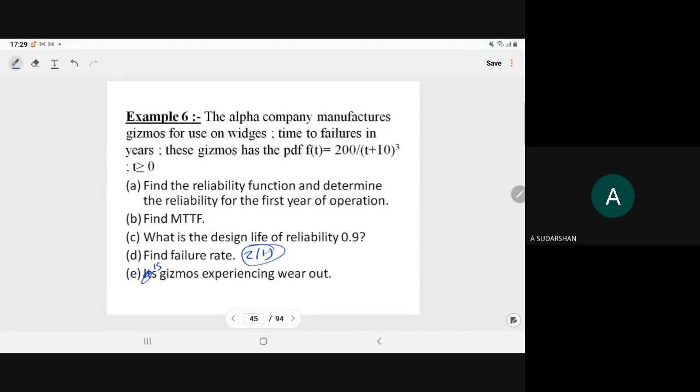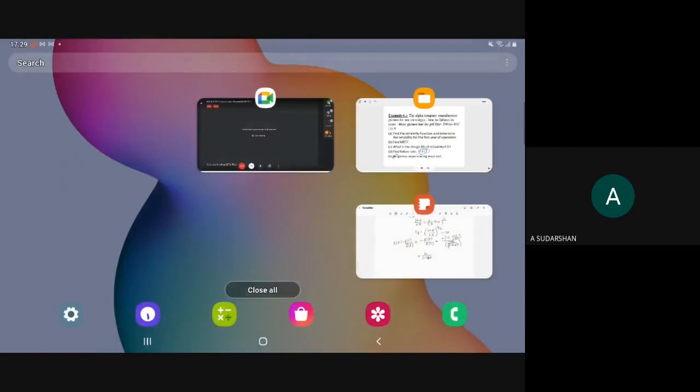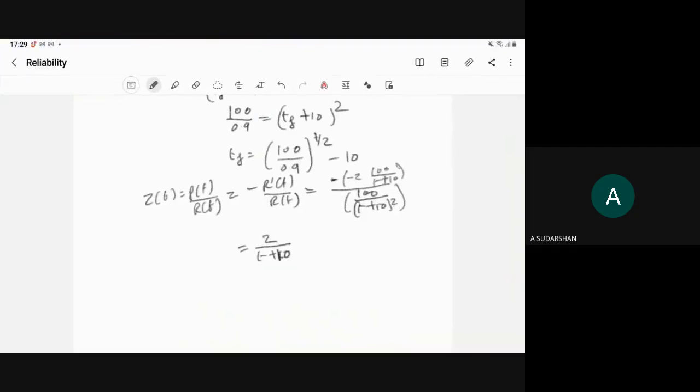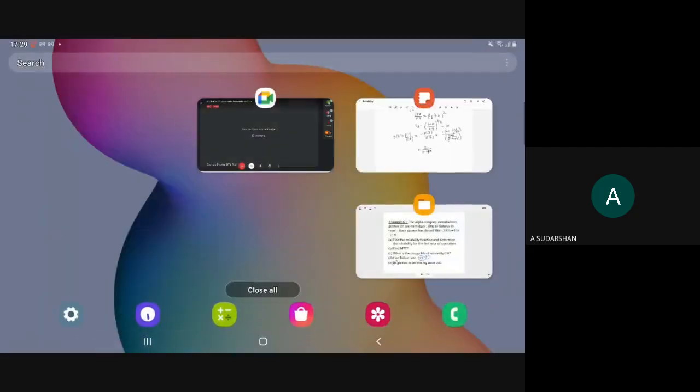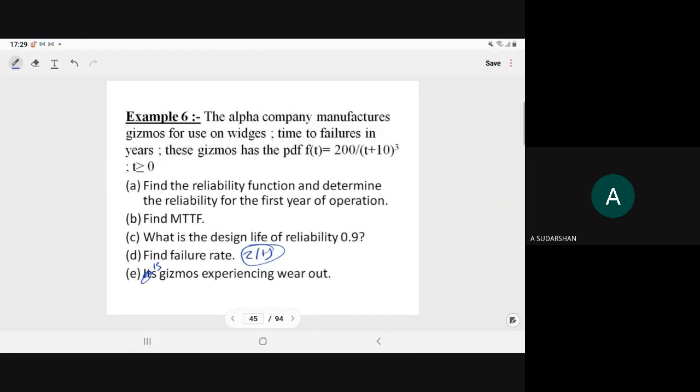What is the status of the ZT failure rate? Failure rate is increasing. Correct. So for seeing whether ZT is an increasing function or decreasing function of time, how can we check?